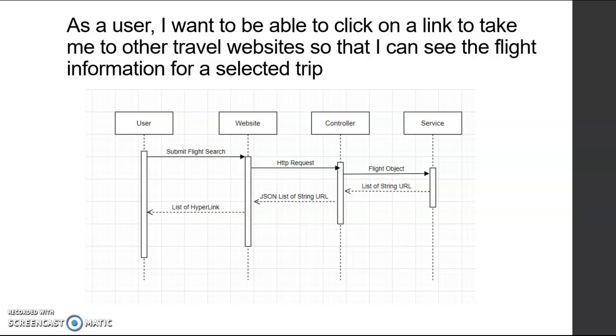At the website level, what's going to happen is that the JSON containing the list of URLs is going to be transformed and represented by a list of hyperlinks that can be clicked on, and whenever those links are clicked on, it'll be taking you directly to wherever the link is specified.